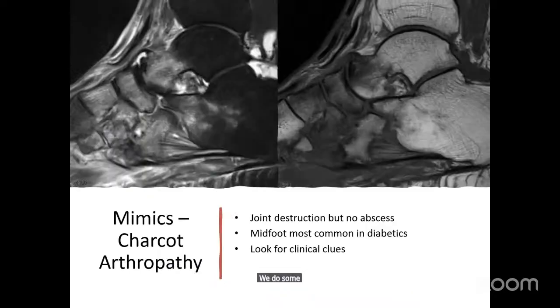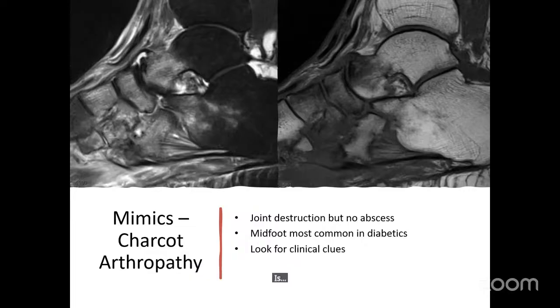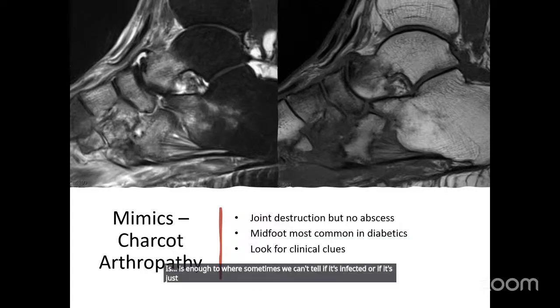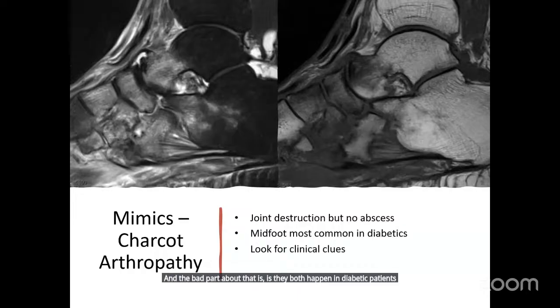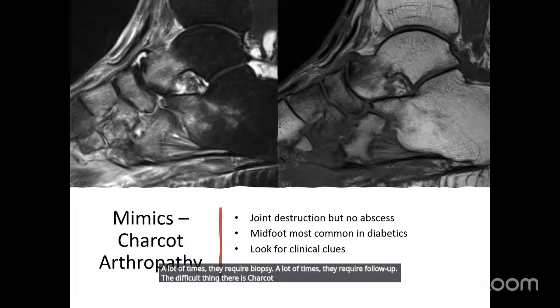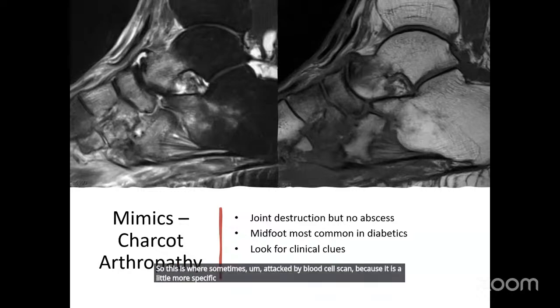We do see some mimickers of joint infections. Charcot arthropathy is one thing that's hard for us. The overlap in both X-ray and MRI of a Charcot joint is enough that sometimes we can't tell if it's infected or if it's just a denervation arthropathy. And the bad part about that is they both happen in diabetic patients. Diabetic patients, because of denervation, are the ones that get these Charcot joints. And since it's difficult to tell between that and an infection, a lot of times they require biopsy. A lot of times they require follow up. The difficult thing there is Charcot joints can progress rapidly too. So this is where sometimes a tagged white blood cell scan, because it is a little more specific for nuclear medicine, sometimes will help. But these are difficult.